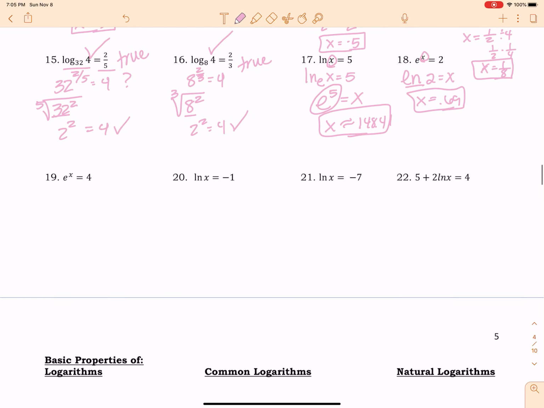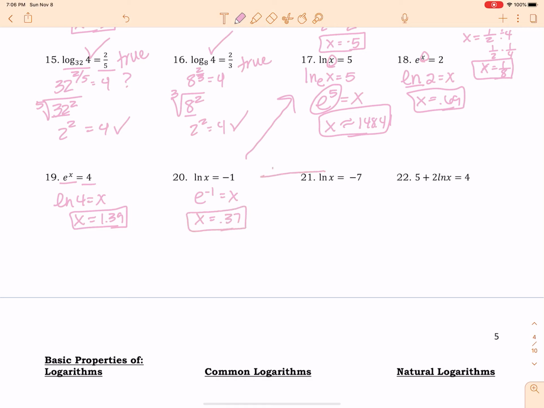Okay, now we're going to do these equations down here. Same thing here. If I've got e to the x equals 4, what I really want is natural log 4, and this is approximately 1.39. Okay, natural log x. It's like this problem up here. I have to put it in exponential form, so e to the -1 equals x. I can type this into my calculator and get approximately 0.37.